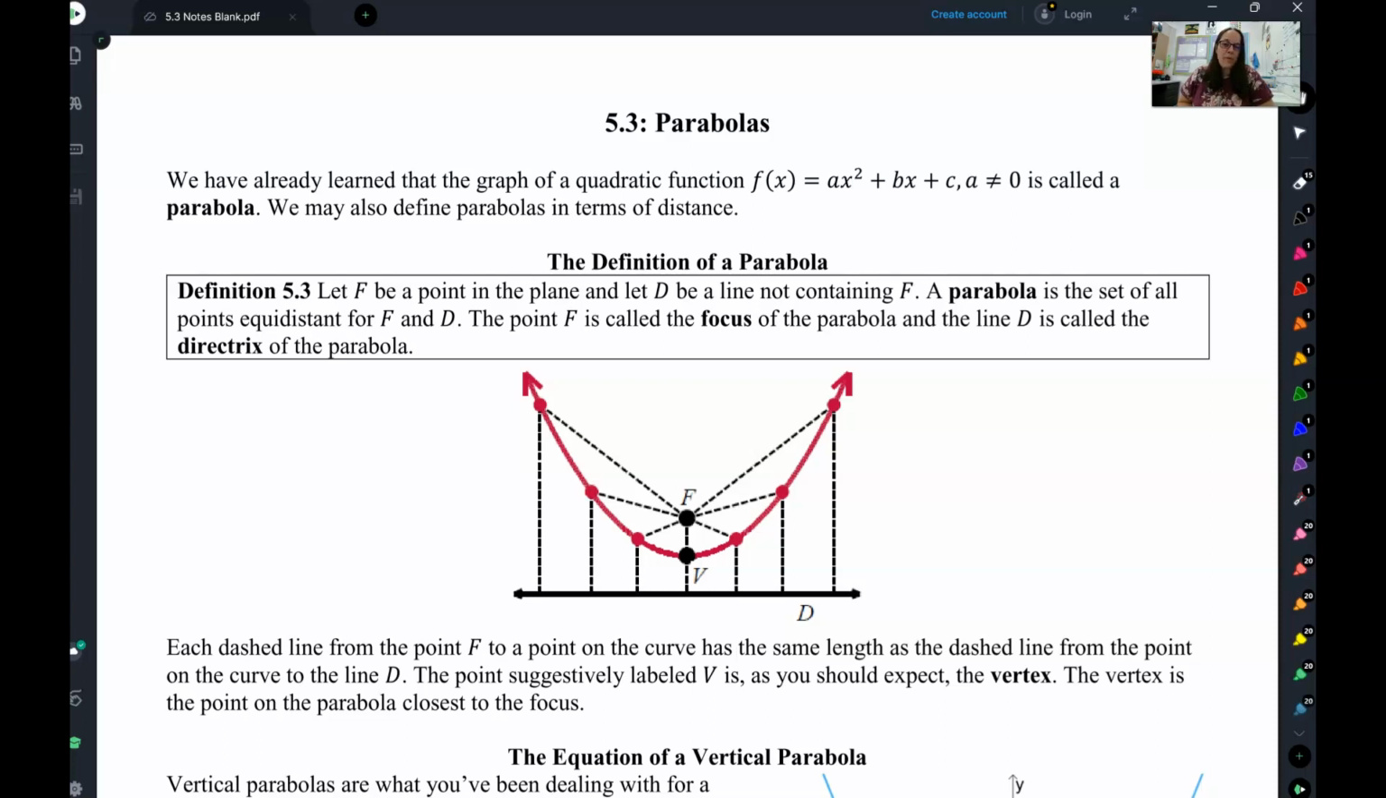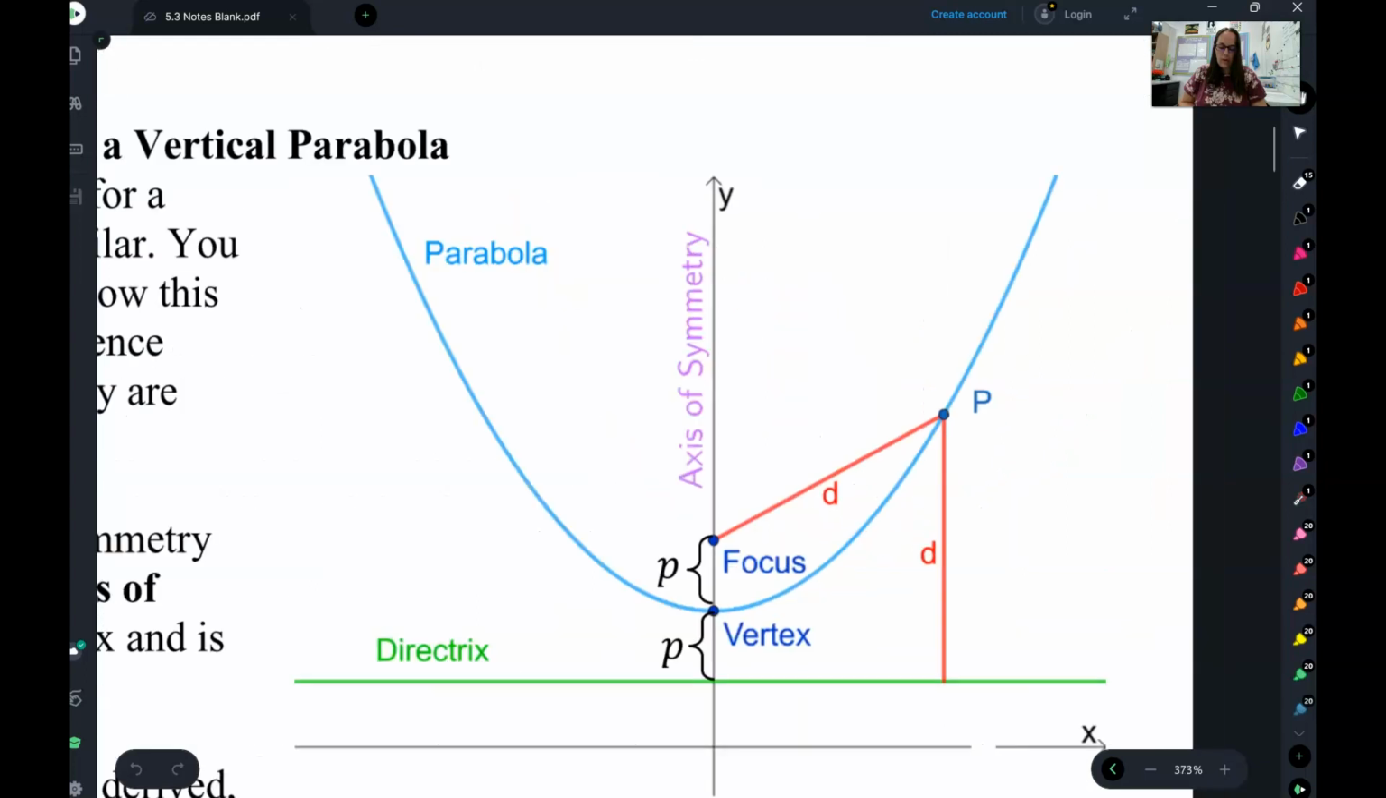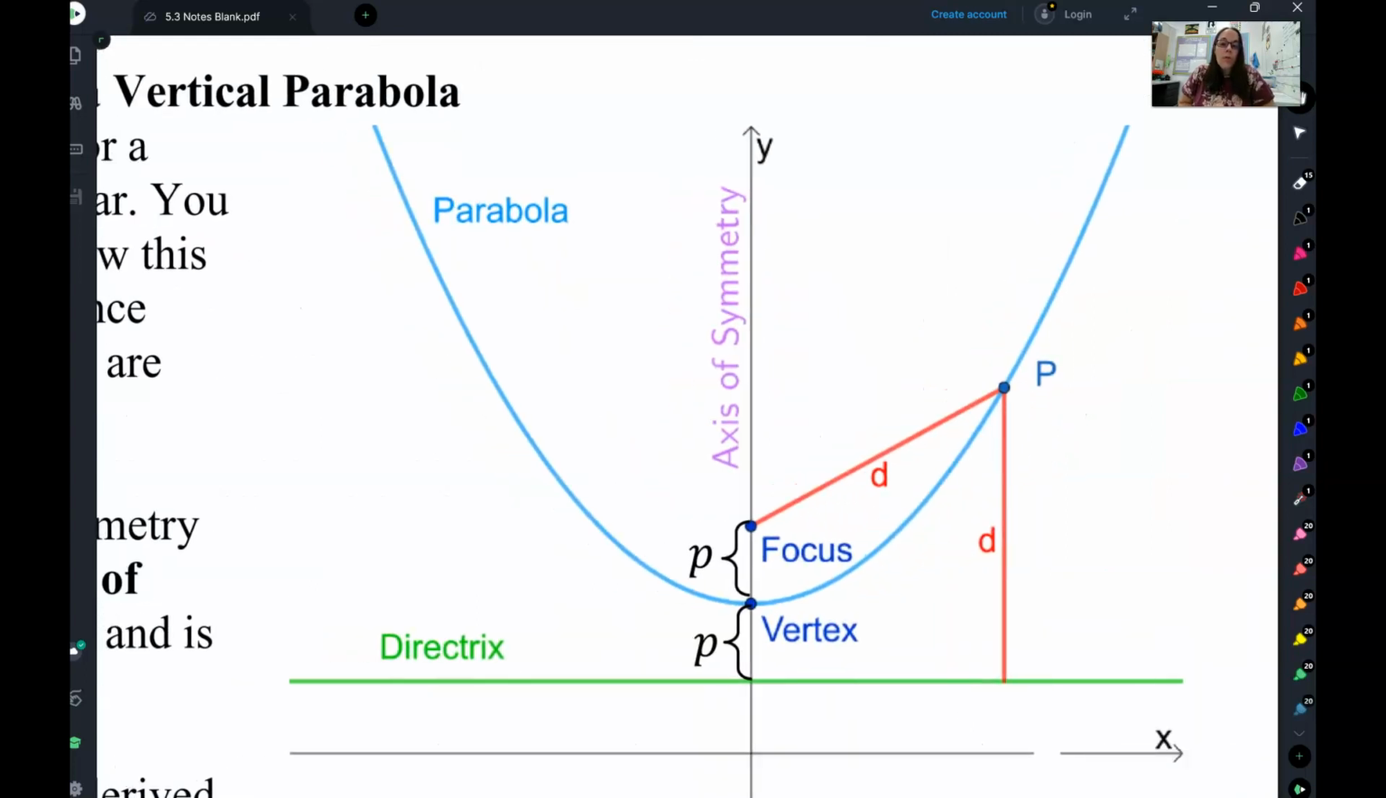Welcome to lesson 5.3. In this lesson, we are going to talk about parabolas. Now, in 5.1, we already kind of went over some parabolas, so I would like to start down here with reviewing all the vocabulary that we talked about in 5.1. So, first off, we have the vertex.